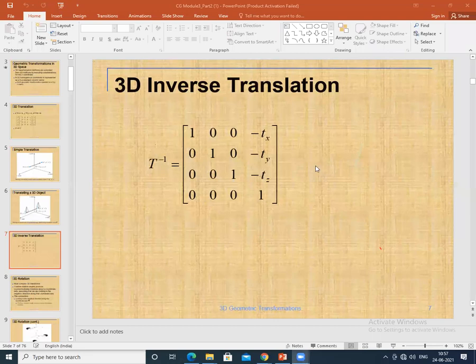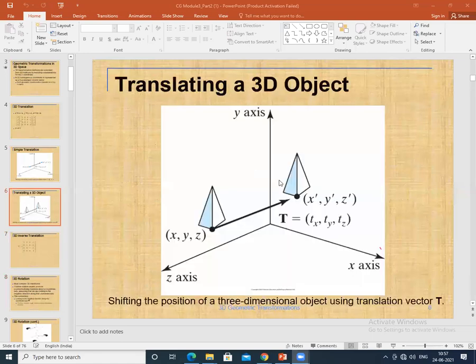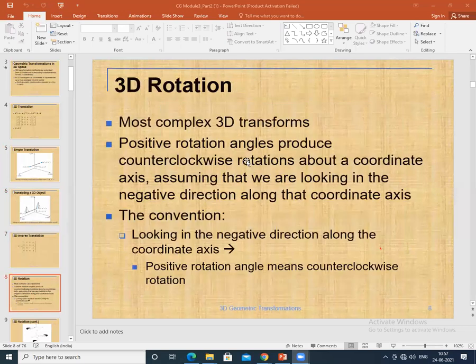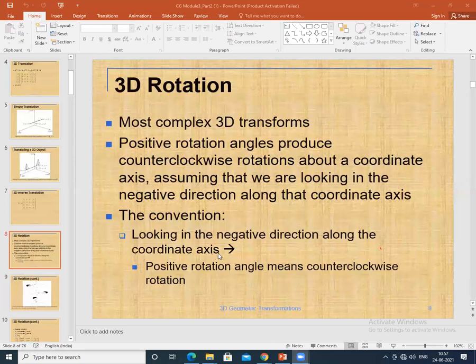Let me go to the rotation. Translation is always an additive factor. 3D rotation is one of the most complex 3D transformations when represented in three dimensions. Positive rotation always produces a counterclockwise rotation about a coordinate axis, assuming that we are looking in the negative direction along the coordinate axis.